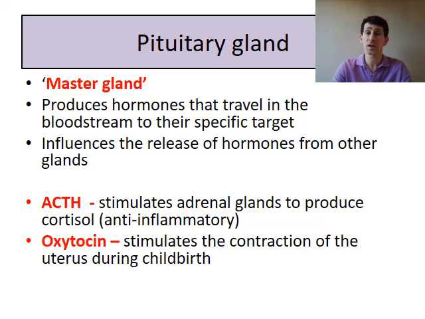The pituitary gland also produces something called oxytocin, okay, which is absolutely vital for contracting the uterus during childbirth. Okay, if oxytocin wasn't released, then those contractions aren't going to take place. Baby's not going to come out. So it is a really vital gland within our body.